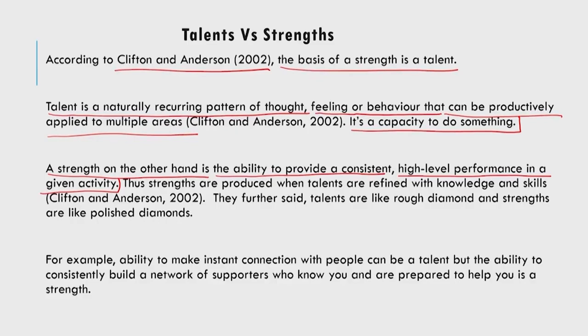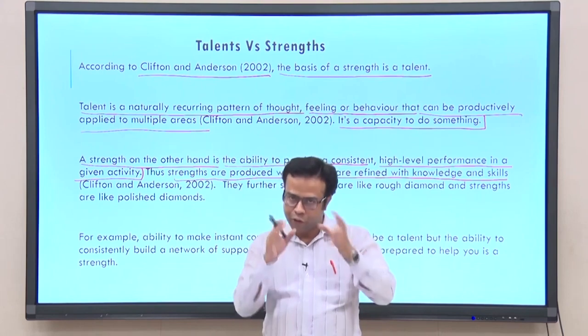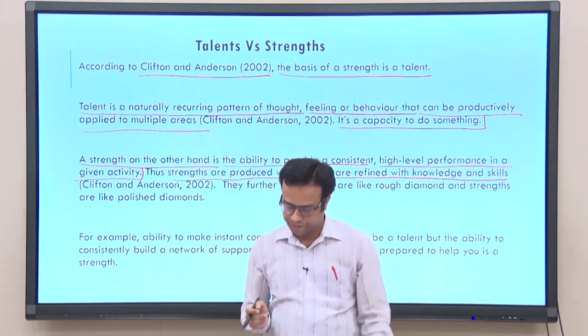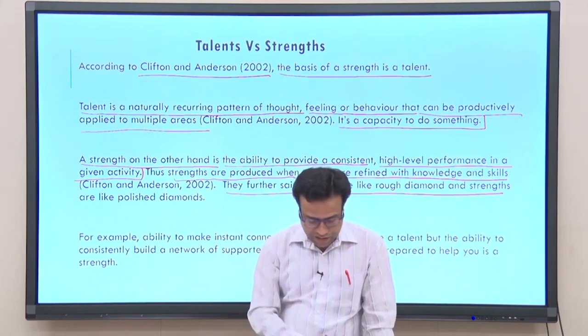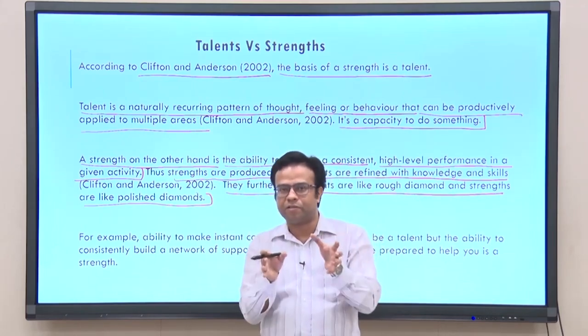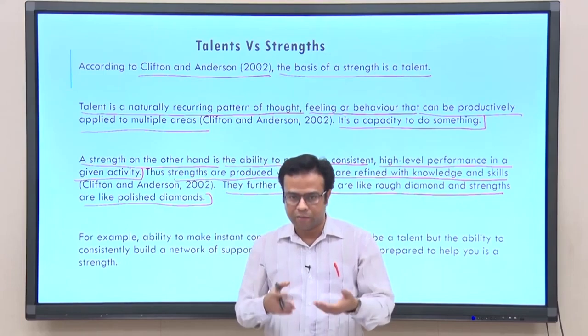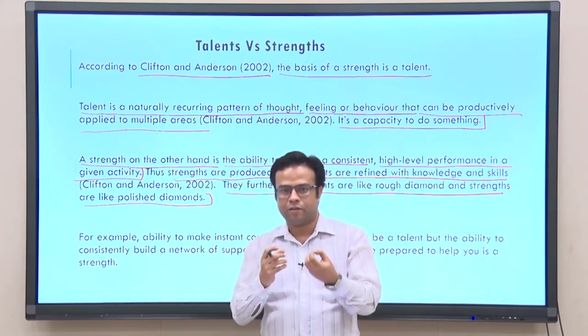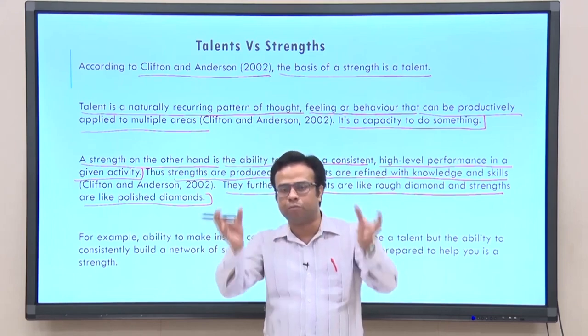Further, they said, strengths are produced when talents are refined with knowledge and skills. Talents are more like raw abilities that we all have, and when these talents are refined with knowledge and skills, they become our strengths. So, they further said, talents are like rough diamonds and strengths are like polished diamonds. Talents are like rough diamonds, still not polished, naturally occurring under the earth, but when you polish them with a lot of instruments, they become shiny and more refined. So, strengths are like those refined and polished diamonds.